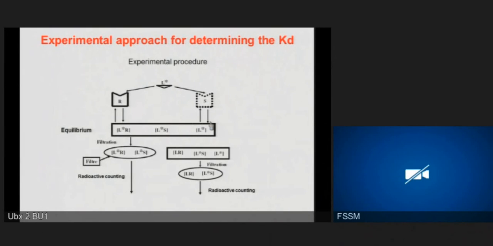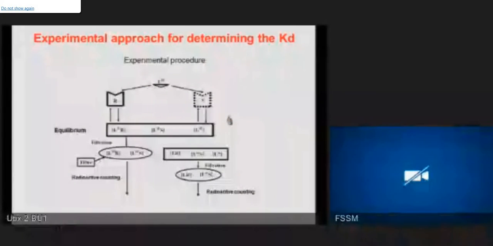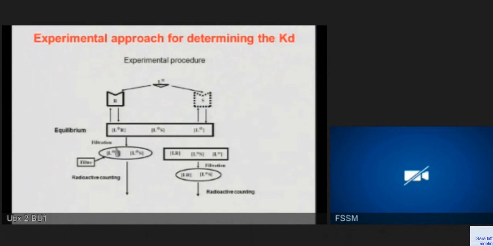So to get rid of free L, you filter your preparation. I don't know, it can be membranes or something like that. So you filter, and then free L is removed. But you cannot do something else than counting the radioactivity which corresponds to the species LR, the species of interest, and LS, which is the non-selective binding.